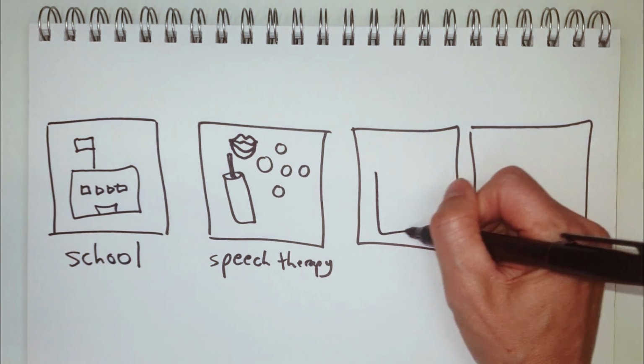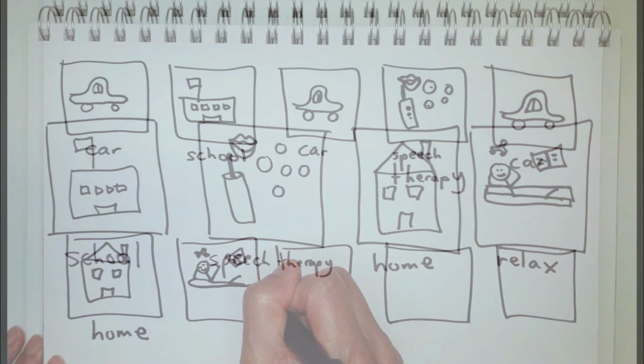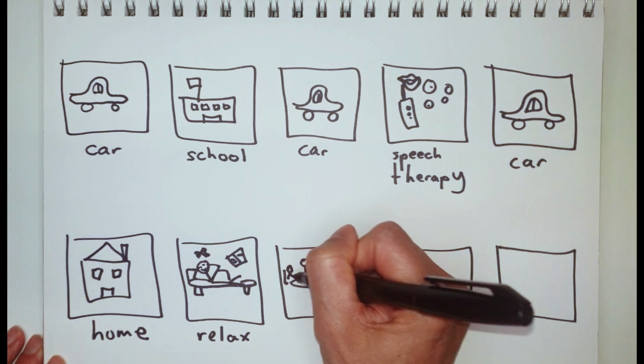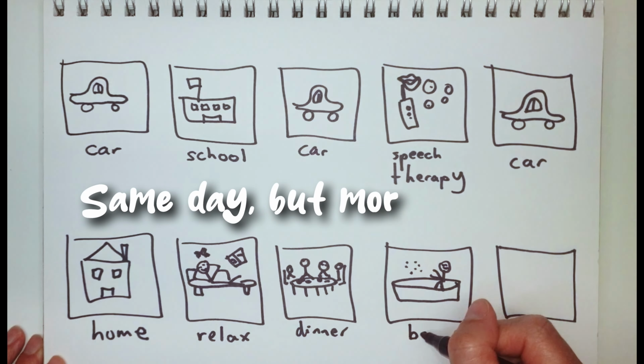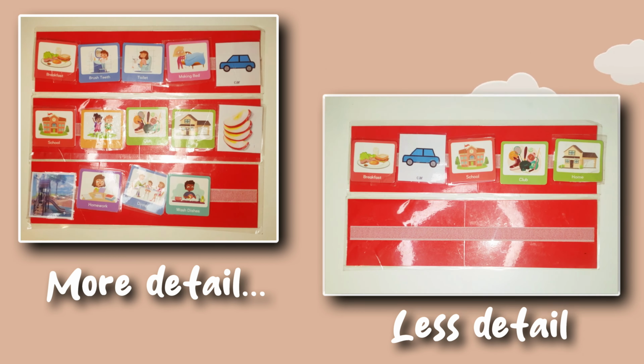The simplest way to create a visual timetable is to use just paper and pen and draw out a basic summary of the events in the day. Depending on your child and how they respond to their visual timetable, you can include more or less detail.